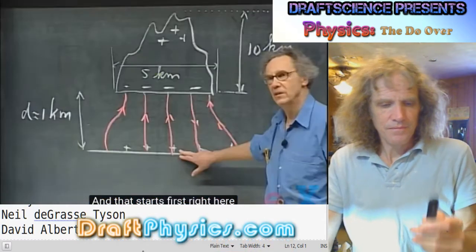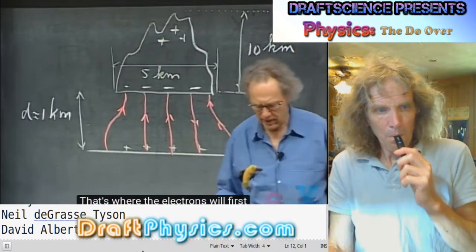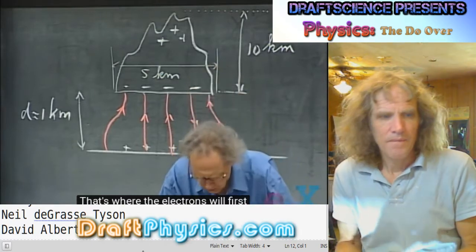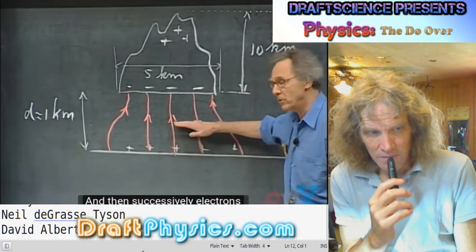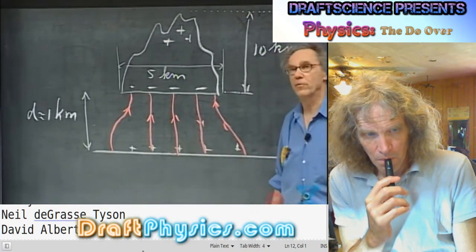Starts first right here at the surface of the Earth. That's where the electrons will first go to the Earth, and then successively electrons which are higher up in the channel will make it down to the Earth.